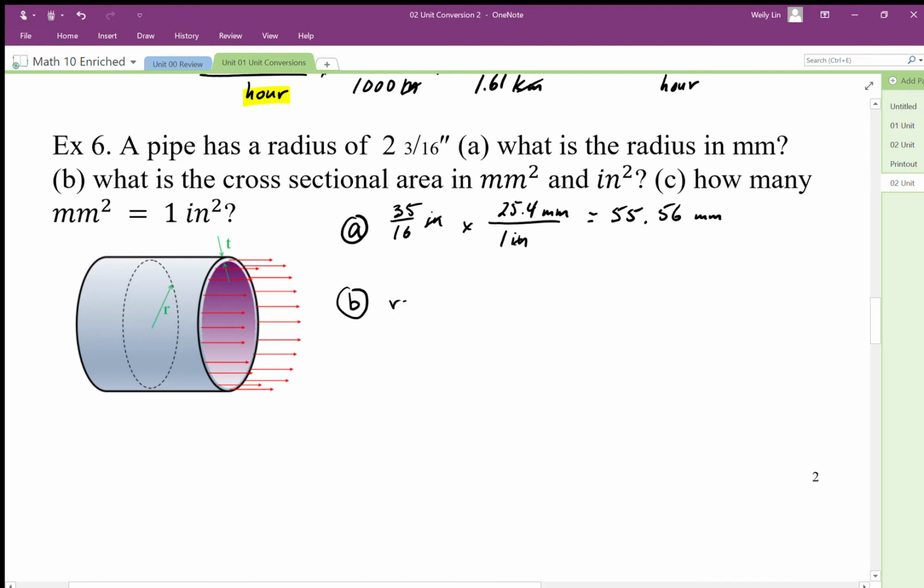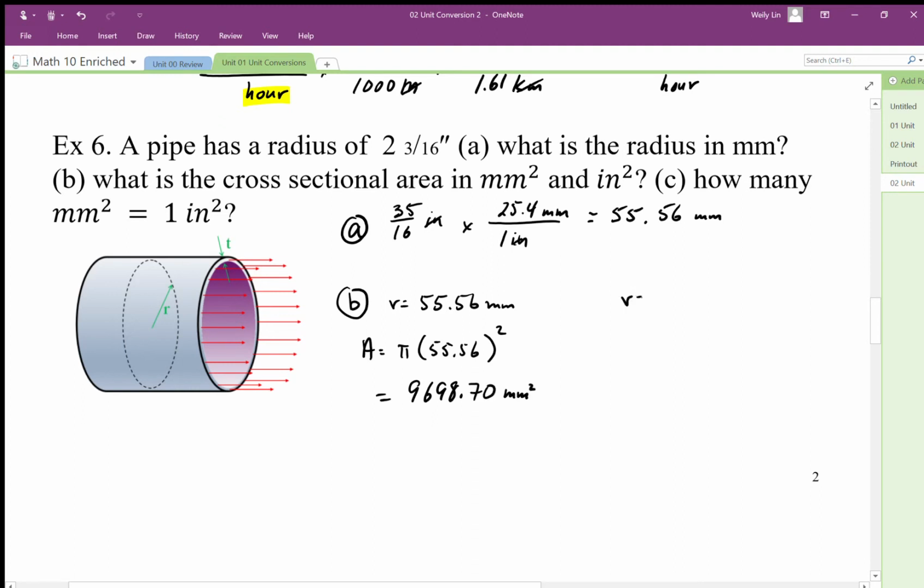Okay. So it says, what's the cross-sectional area in millimeters squared and inches squared? So if the radius is in millimeters, then I'm going to convert this into the area, which is pi times 55.56 squared. When I do that, I end up with 9,698.70 millimeters squared.